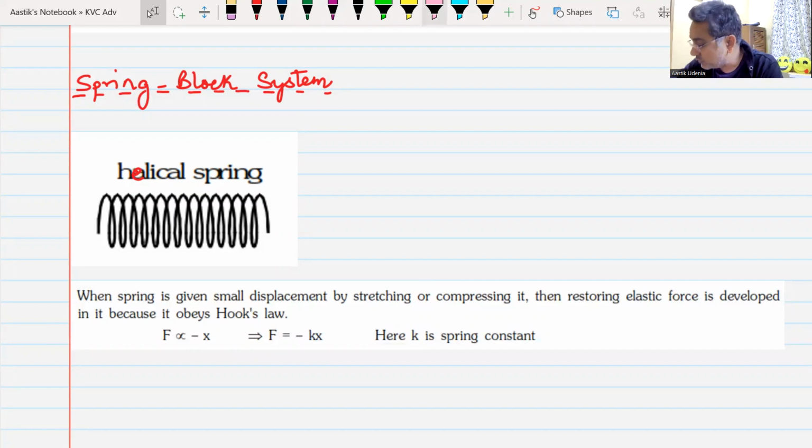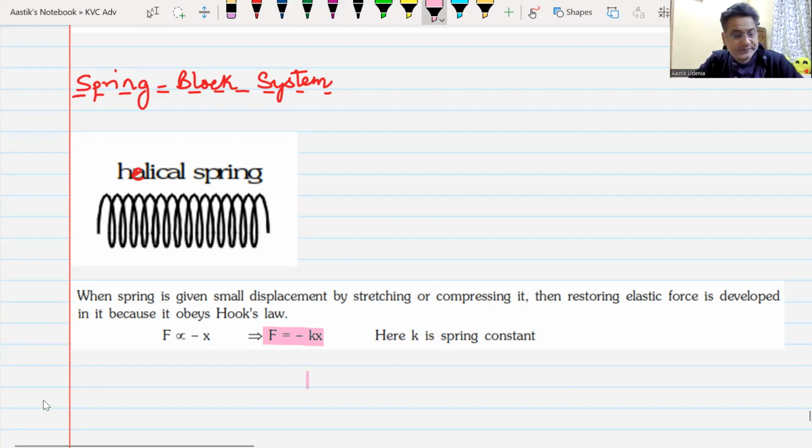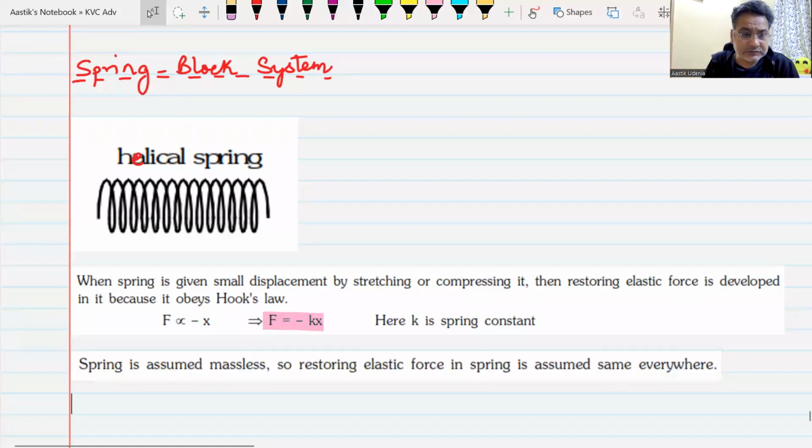Yes or no? Yes. Okay. Now, whenever we are talking about spring, spring is considered to be massless. There is no mass of the spring. So, the force in the spring is assumed to be constant everywhere. If the mass of the spring is there, then the force becomes different and therefore things become slightly different. Everyone knows these things about springs, yes or no? Yes, sir.